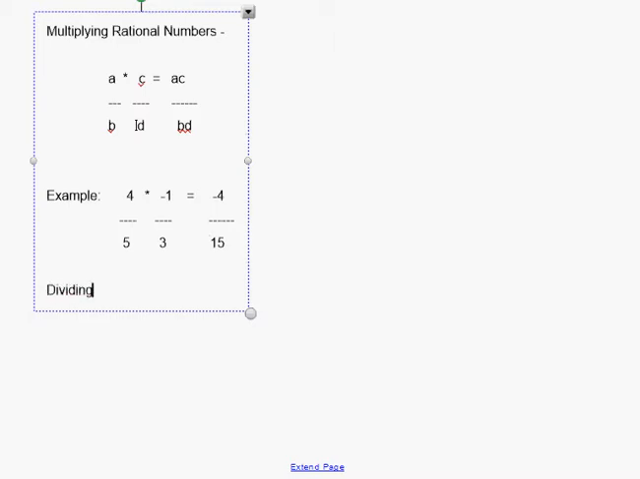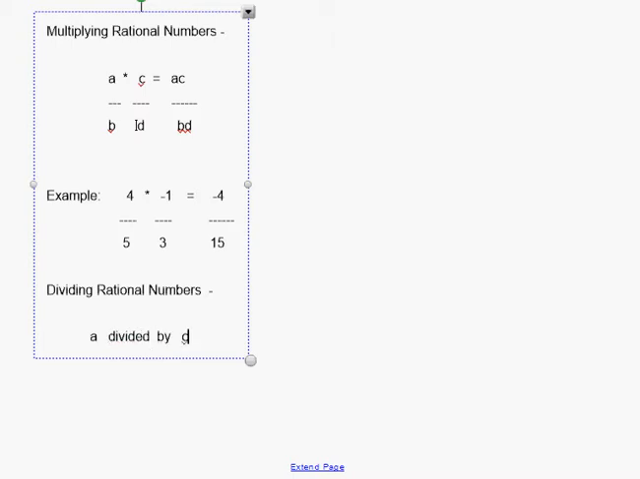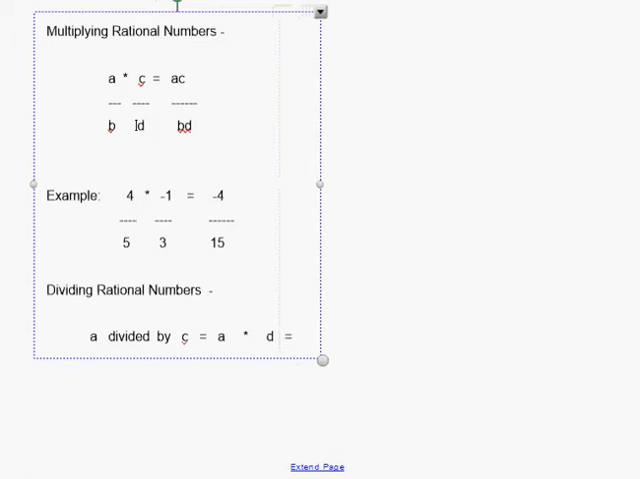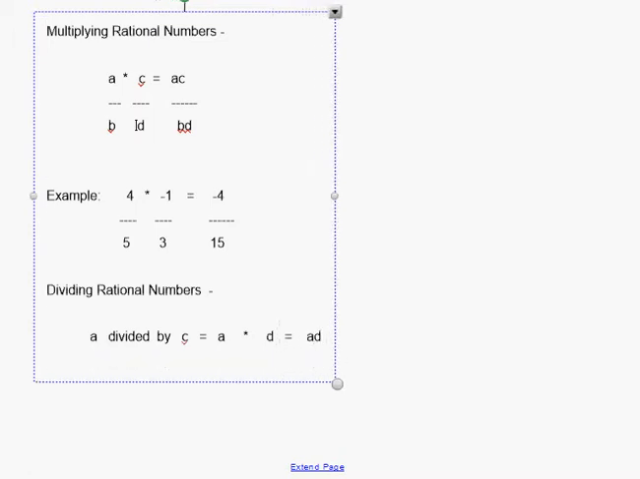Now dividing rational numbers. This is where if we have A/B divided by C/D, this becomes A/B times D/C, which gives us AD over BC, because what we're going to be doing is taking the reciprocal of the second fraction.